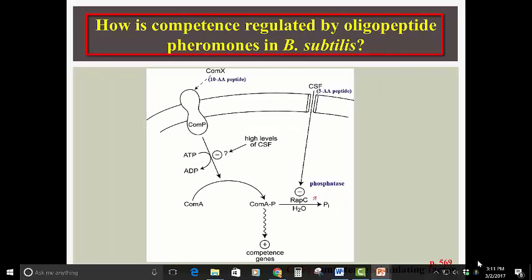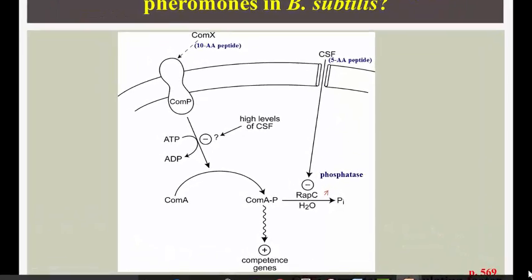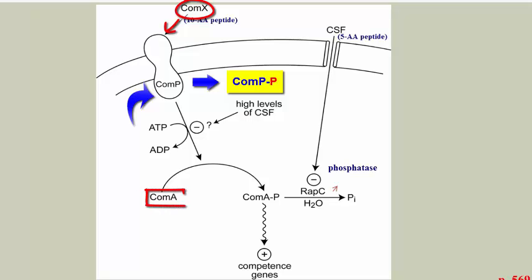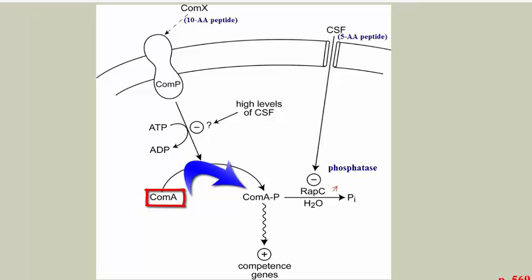So how is competence regulated by oligopeptide pheromones in Bacillus subtilis? The oligopeptide pheromone COMX binds to histidine kinase ComP, causing it to autophosphorylate and initiate phosphorylation. ComA, the cytoplasmic response regulator, receives the message from ComP and becomes phosphorylated to ComA-P. The phosphorylation of ComA to ComA-P leads to the transcription of genes in the competence pathway.